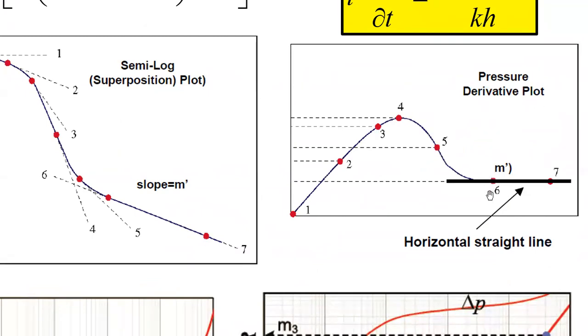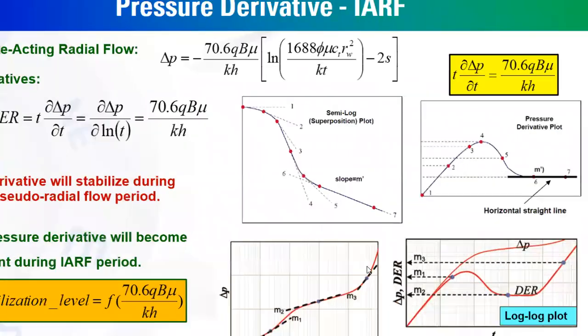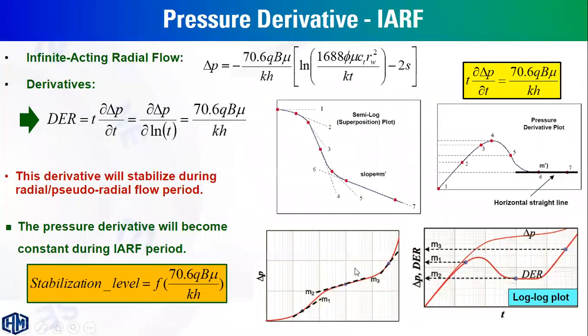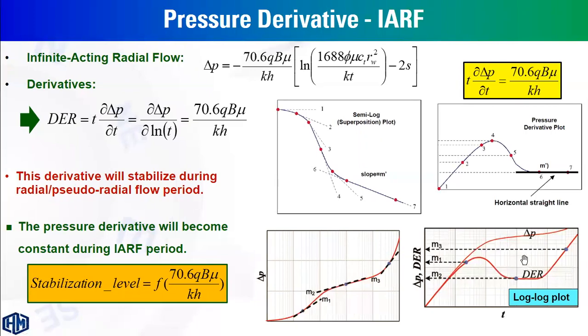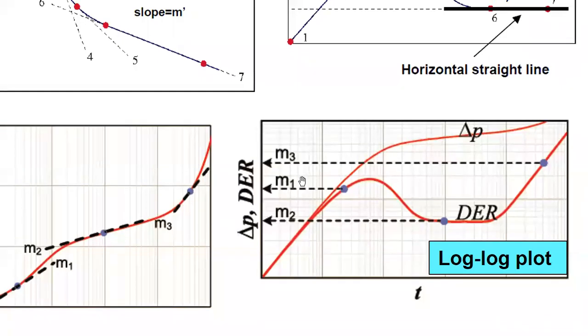This line is a function of the reservoir mobility or reservoir permeability. So we can shift this horizontal derivative up or down based on the reservoir permeability. This is typically the response of the pressure derivative during the infinite acting radial flow period. This is the typical shape of the log plot, as you can see. We have two curves. This one is the pressure difference.